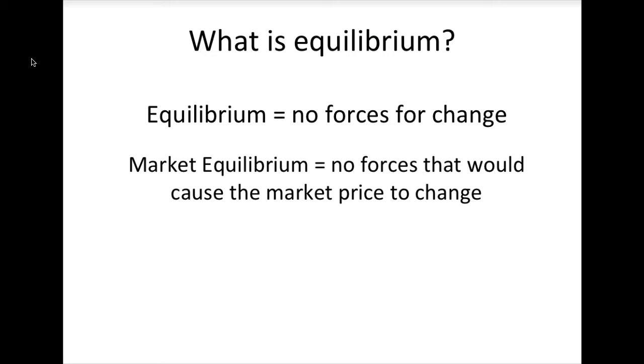Let's start by defining what we mean by equilibrium in a competitive market. If a market is in equilibrium, then nothing is changing. In particular, the market price of the good is not changing. With that definition in mind, let's build up our model of a competitive market and see if we can establish what an equilibrium would look like.